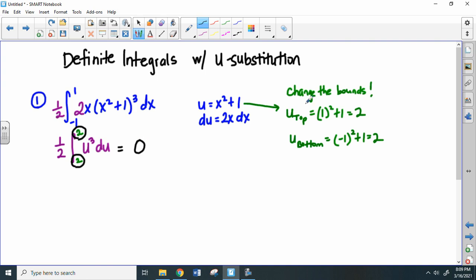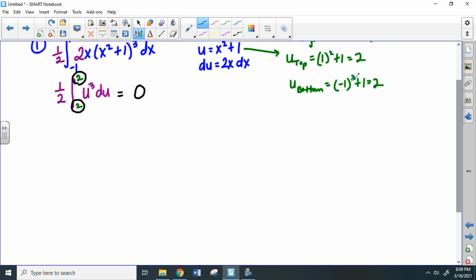The good thing about changing the bounds is that once you change the bounds, you'll see in a little bit that you actually never have to plug the x's back in. So let's get to some more examples so you can see that.